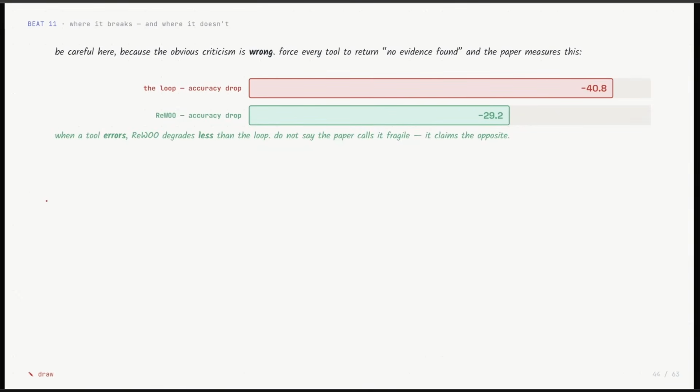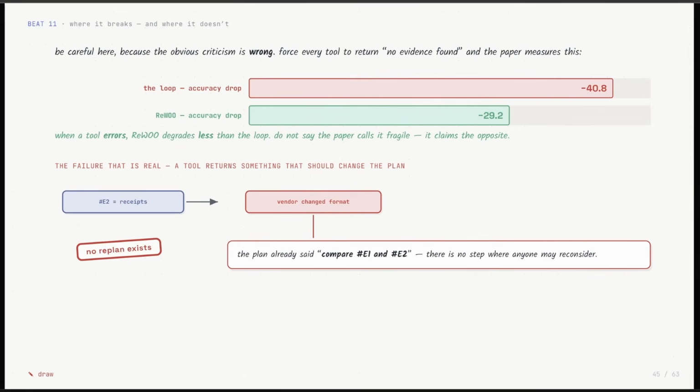Here you need to be careful. There is an obvious criticism of ReWOO, and people get it wrong, so you should be corrected. The authors, for example, forced every tool to return no evidence found, like a failure of a tool used by an agent, and measured what happened. The accuracy dropped by 40.8 points for the React loop, and it dropped by 29% for the ReWOO loop, not more. So it's not fragility.